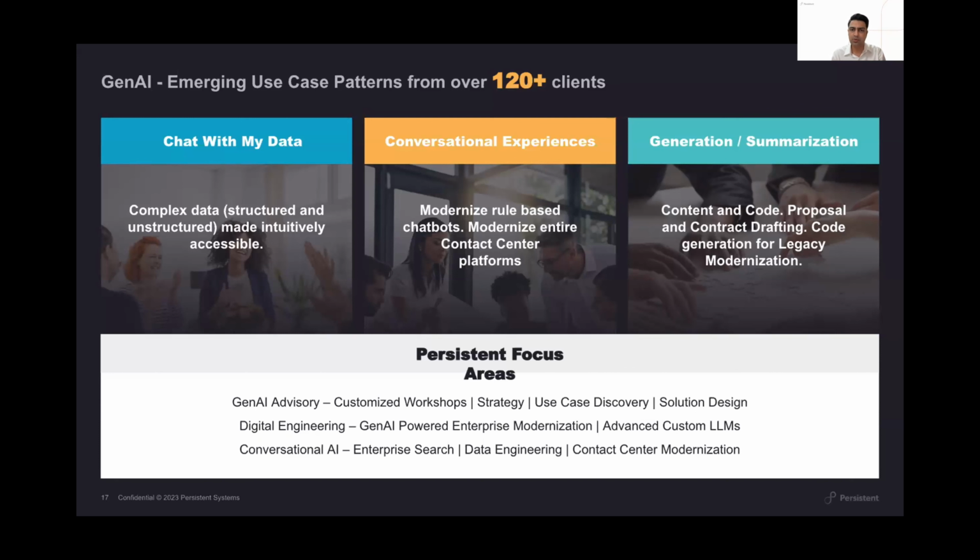Data accessibility is one, where how do you really make complex data more accessible and more intuitive? Conversational experiences such as with chatbots and Gen AI powered virtual agents, and then other areas around summarization, insights generation, and code generation. And we are pretty much partnering with all the leading LLM players out there, including OpenAI, Microsoft, AWS, Google, and IBM, among others.